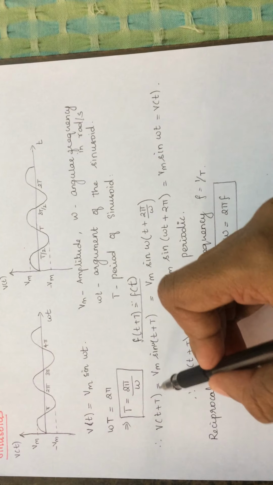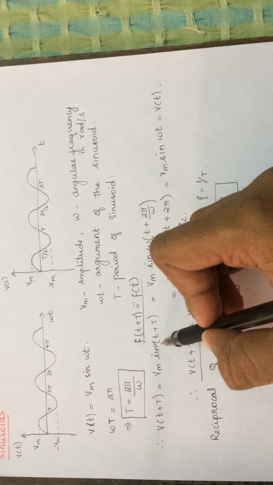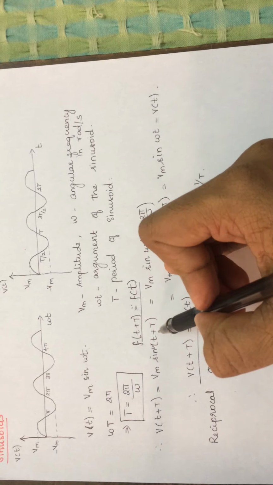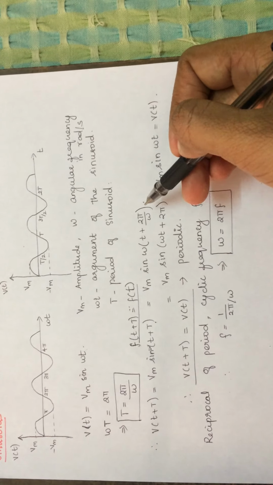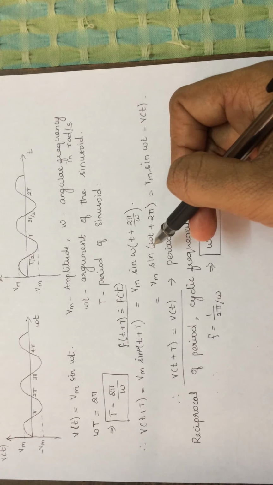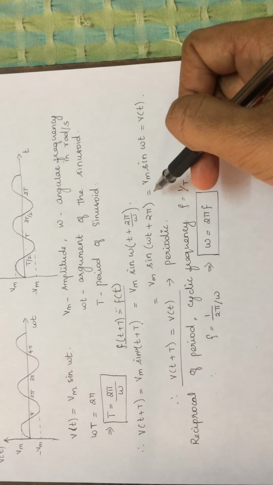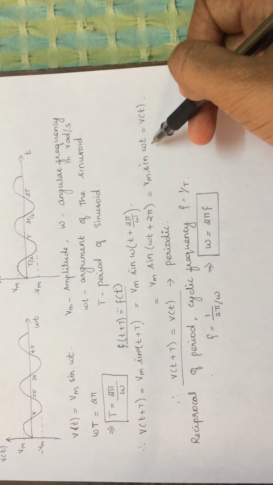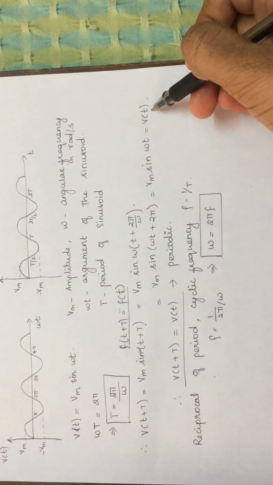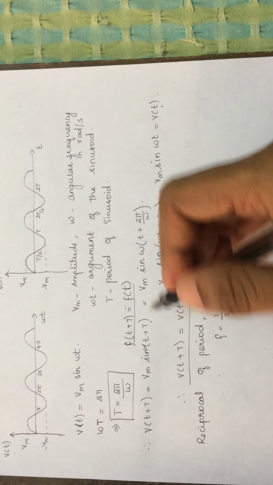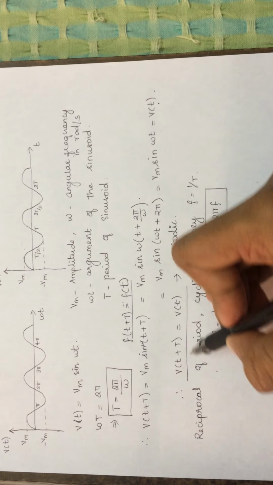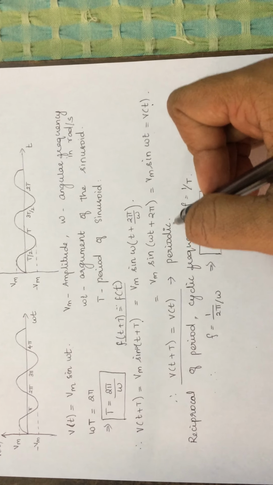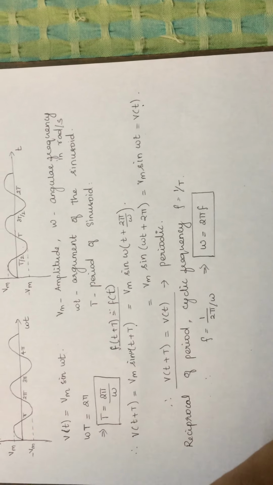So v of t plus T will be equal to Vm sine omega, and instead of this t, we are going to substitute t plus capital T. Capital T, we know, is 2 pi by omega. Substituting it over here and simplifying, we will get Vm sine of omega t plus 2 pi, which is actually equal to Vm sine omega t, which is nothing but the original signal v of t. So from this we can write v of t plus T is equal to v of t. So this is a periodic signal.